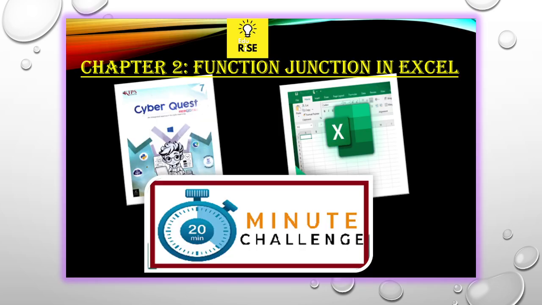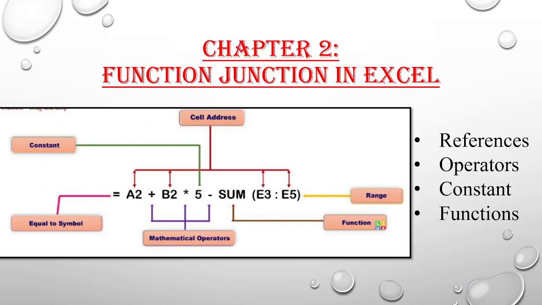We have started with the second chapter, Function Junction in Excel, Cyber Quest Kips Learning grade 7. To start with, in the previous videos we have seen a formula that can be used in an Excel sheet. It consists of references, operators, constants, and functions. It can also have ranges, mathematical operators, and cell addresses, which are nothing but the references. And a formula or function always starts with an equal symbol, that is a must.